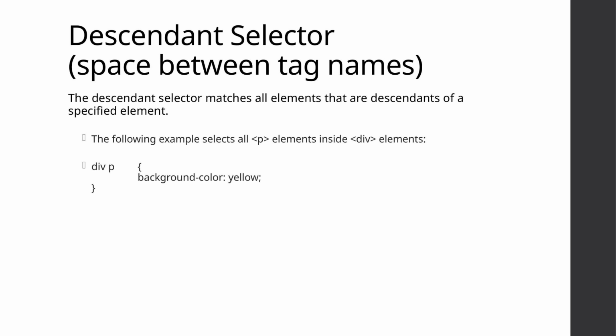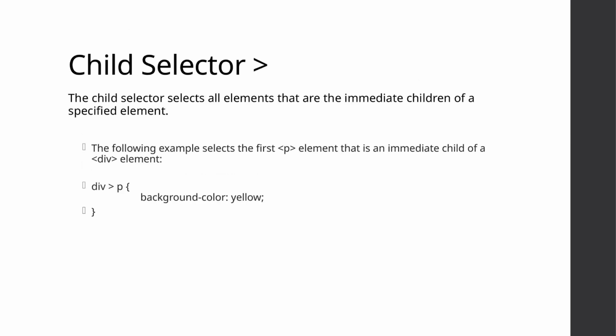The descendant selector targets all elements nested within a specified element. For instance, div p selects every paragraph inside a div, which is a block of content. The child selector targets elements that are direct children of a specified parent. For instance, div > p applies styles to the first paragraph element directly after the div tag.